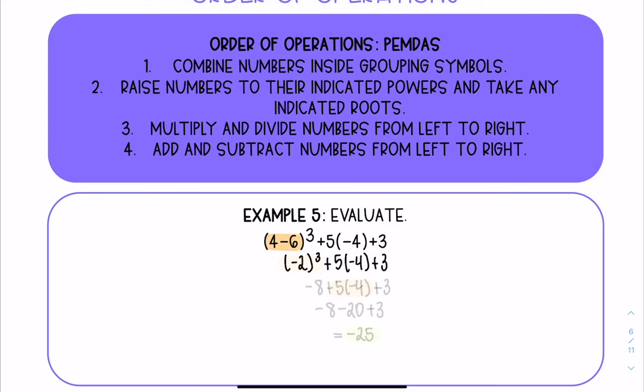Well, the next step is to take anything to an indicated power. And so negative 2 cubed is negative 8 plus 5 times negative 4 plus 3. Next thing is multiplication and division. So we have multiplication, we've got 5 times negative 4, and that's going to give me negative 20. And then we just want to add and subtract from left to right. So negative 8 minus 20 plus 3, that is going to give me negative 25.